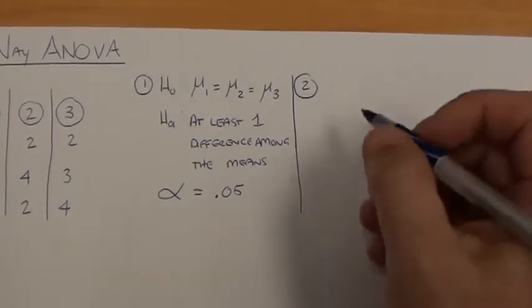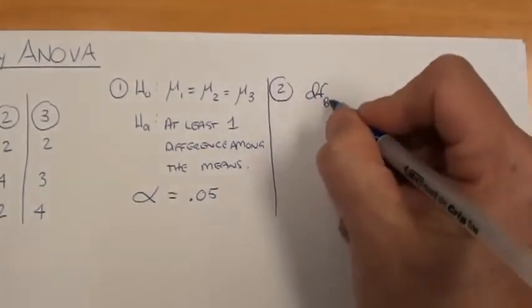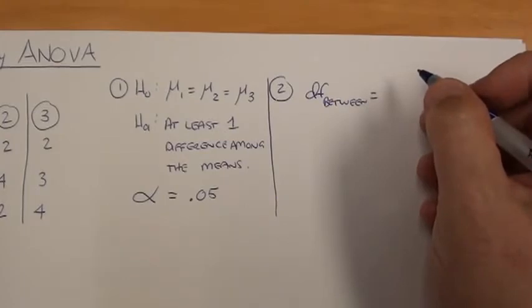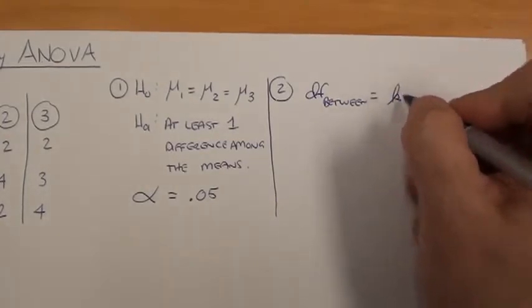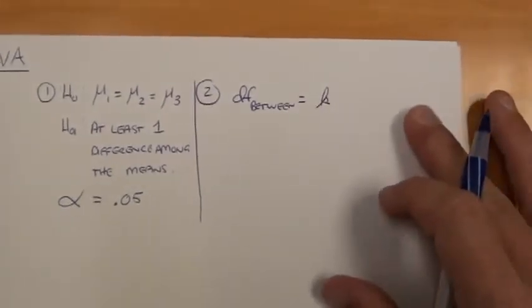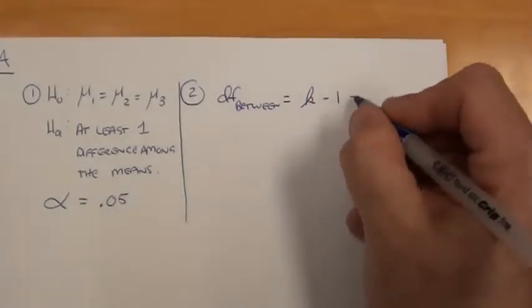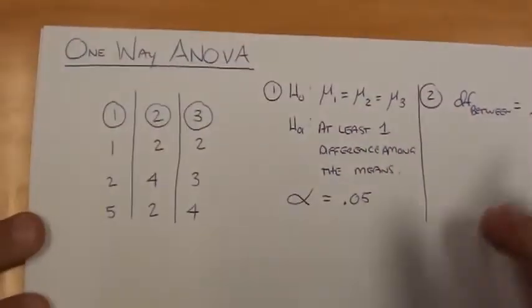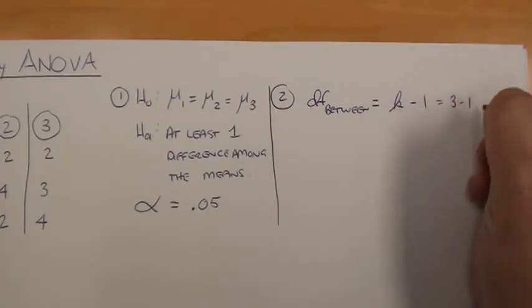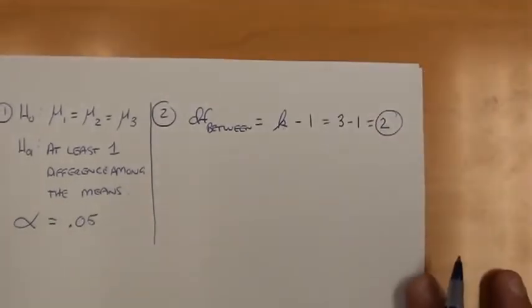And so to start, what we need to do is to find the degrees of freedom between groups. What we're going to do is take K, where K equals the number of conditions that we have in our study, and we're going to subtract 1 from that. So in our case, K equals 3. 1, 2, 3. So we take 3 minus 1, and the degrees of freedom between is equal to 2.